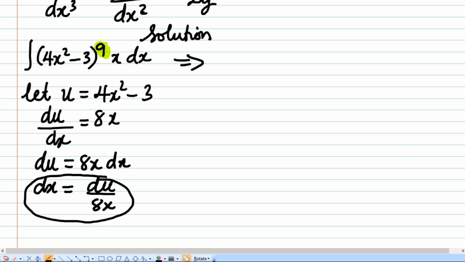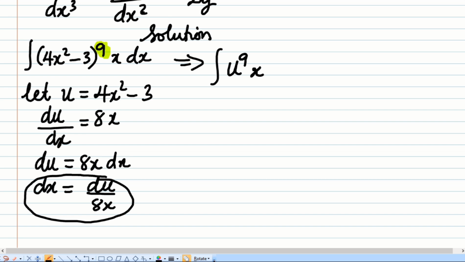However, if we rewrite this question, it's going to be the integral. Now, instead of 4x squared minus 3, remember, we said let it be u. So I can just replace 4x squared minus 3 with u. So this is going to be u raised to power 9, multiplied by x dx.